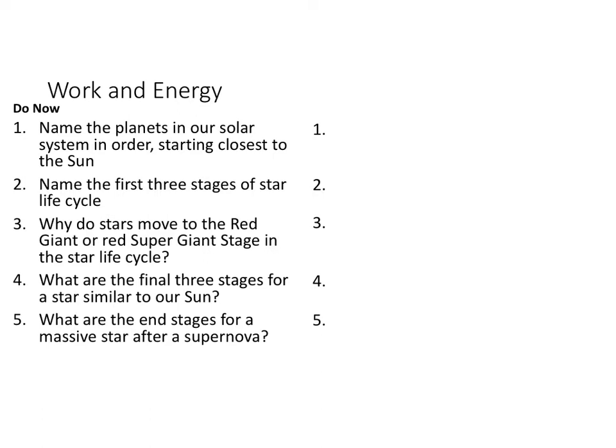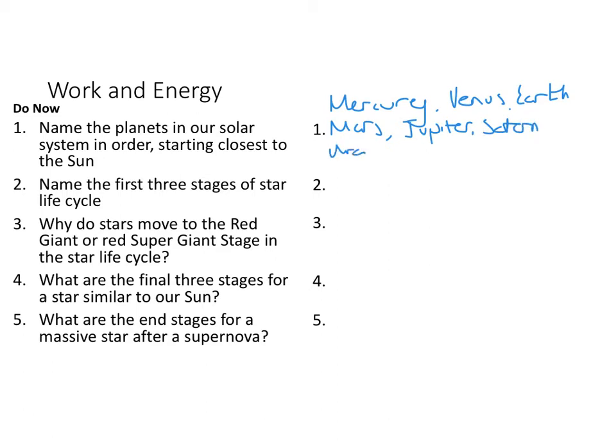Really straightforward. Name the planets in order in our solar system, starting closest to the sun. We all are fully aware of this, I'm sure. So it's simply Mercury, Venus, Earth, Mars, Jupiter, Saturn, Uranus, and Neptune. Remember that Pluto is no longer a planet and it is a dwarf planet.